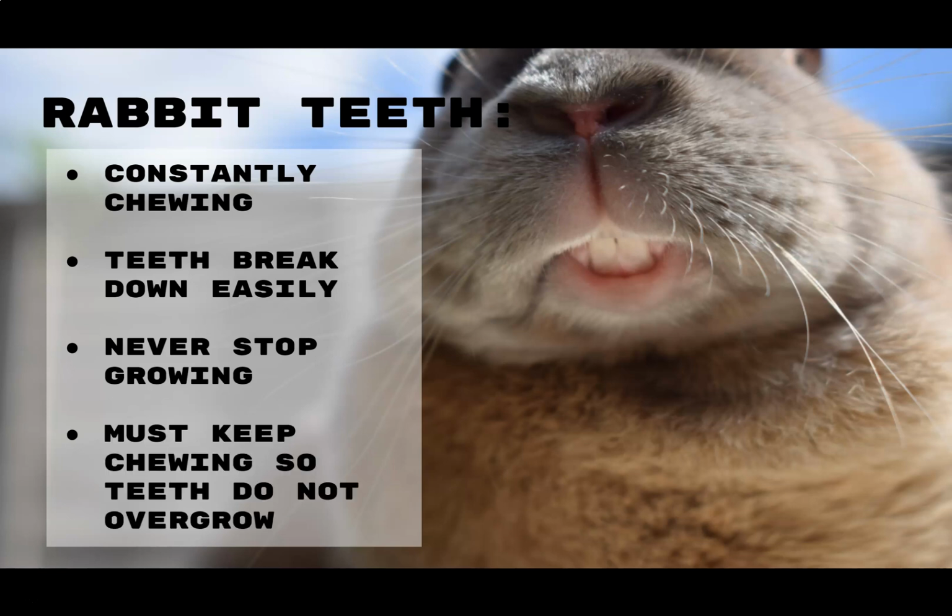And this is important actually because rabbits have to keep chewing. If they stop chewing or they don't have hard enough things to chew on, then their teeth can actually overgrow. And their teeth will just keep growing and growing and growing until they're covering the whole front of their face, basically. So even though this adaptation is helpful for rabbits, they have to make sure that they keep chewing so that their teeth don't overgrow.